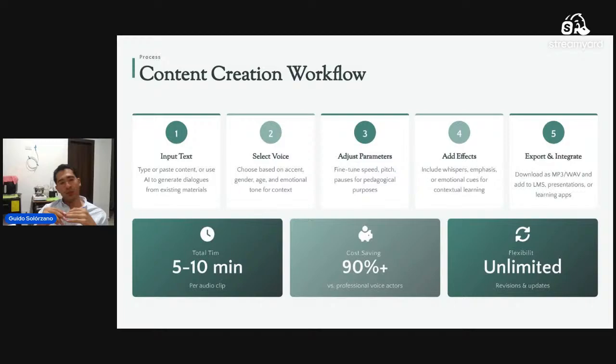As input text, we can not just type the text, we can even paste content, or we can use an AI-generated dialogue from existing materials. Selecting a voice is not just choosing a voice that sounds like a robot. In this case, we can use different kinds of voices and choose the specific ones we are looking for based on the accent, the gender, the age, and emotional tone.